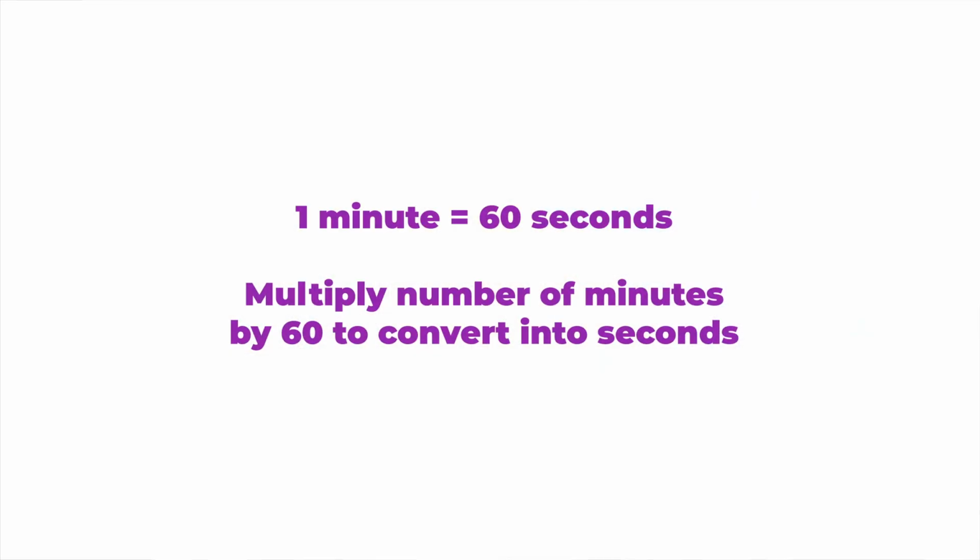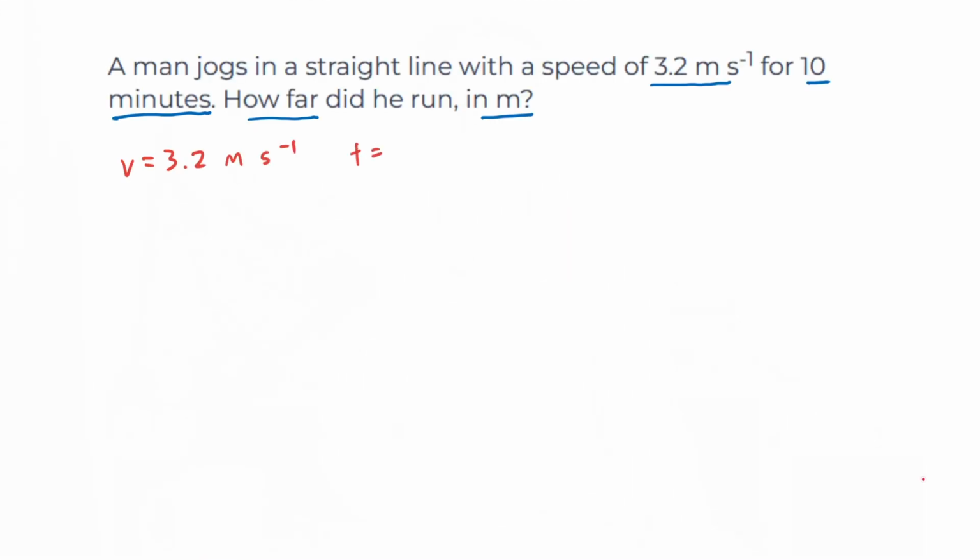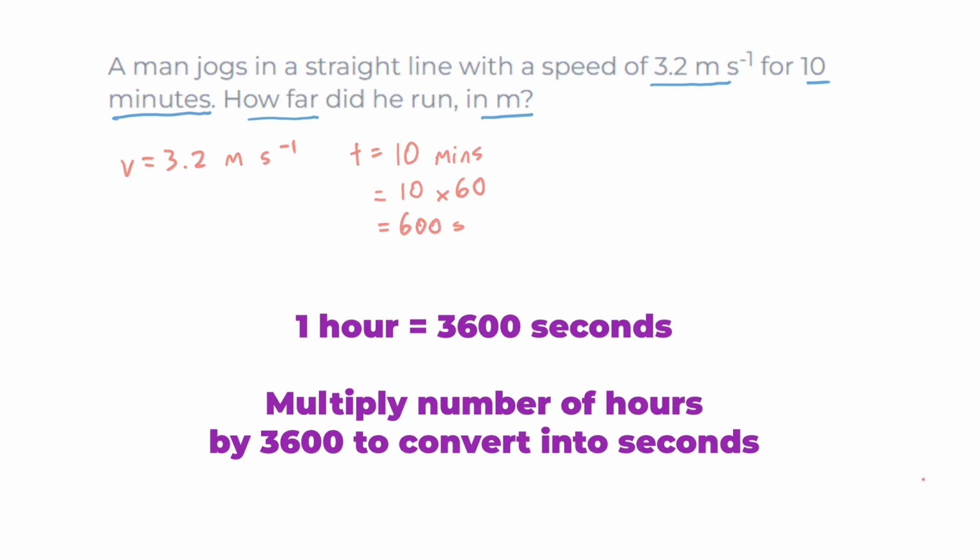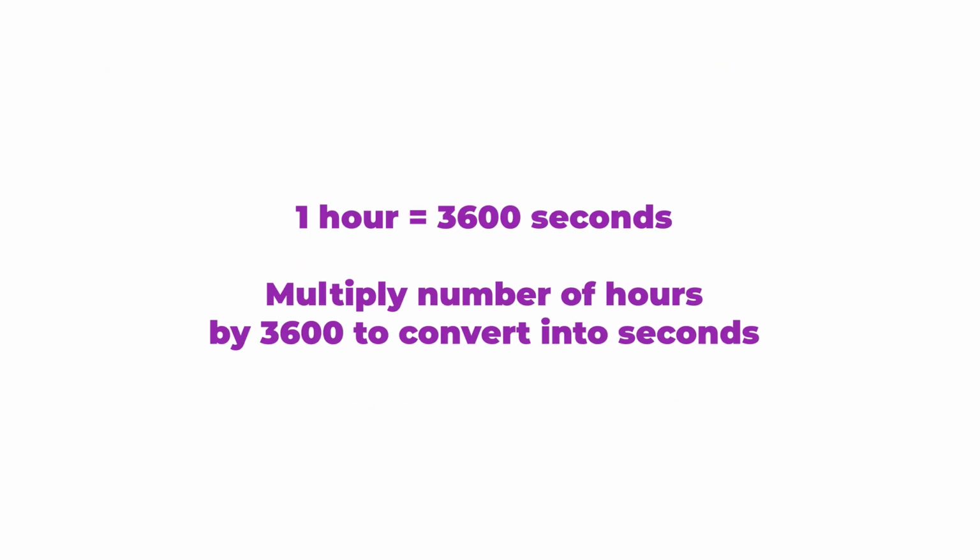So we're going to convert 10 minutes into seconds. There are 60 seconds in 1 minute. Simply multiply 10 by 60 in order to convert it into seconds. Our time t is equal to 600 seconds. If we had been given hours, then you simply multiply the number of hours by 3,600, since there are 60 seconds in a minute and 60 minutes in an hour.